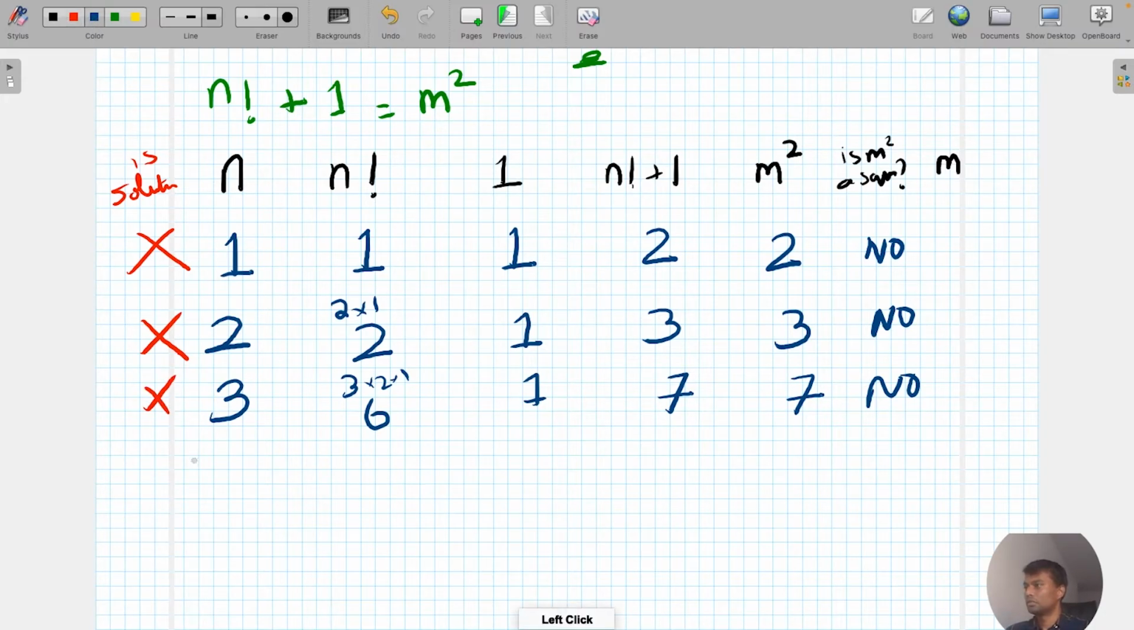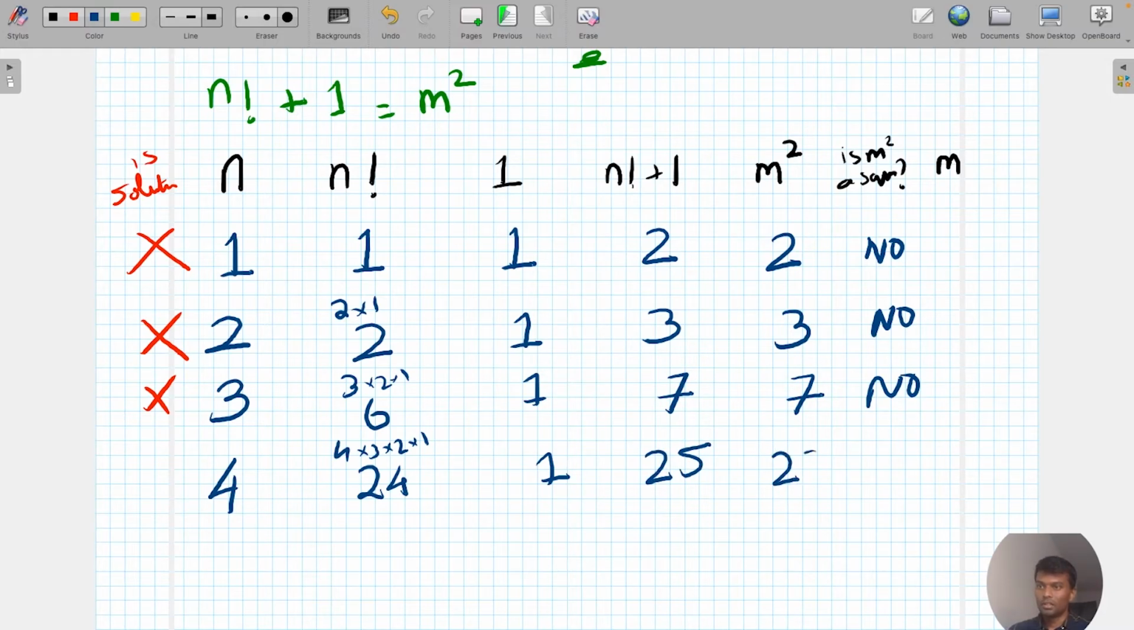Now let's go to number 4, where n is equal to 4. Now we have 4 into 3 into 2 into 1, which is 4 times 3 is 12, 12 times 2 is 24, plus 1, we are just following plus 1, and we have 24 plus 1, which gives us 25, and just retaining the 25 as m square. Is m square a square number? The answer is yes, it is a square number.